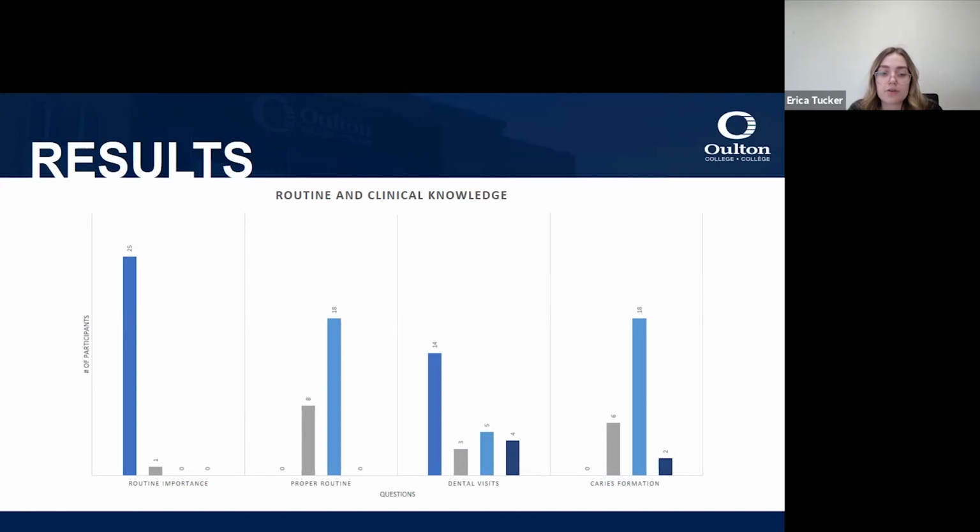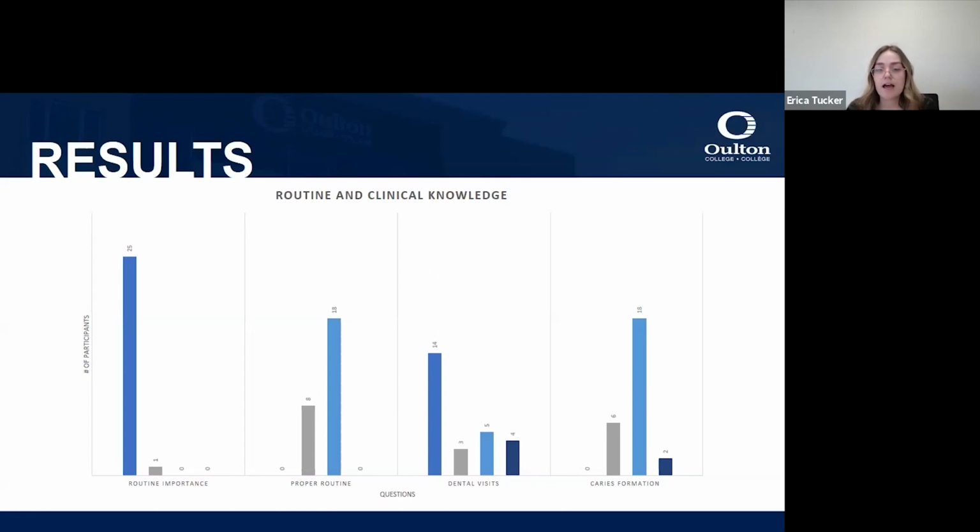And then also what a proper routine looks like. So this would be like whether the child is flossing once a day or like a few times a week. 8 of them said that it was important to floss a couple times a week. And then 18 of them said it was important to floss just every day.